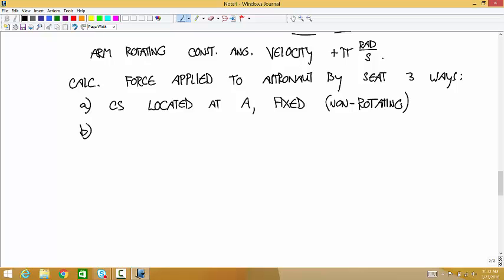The second one is a coordinate system located at A, so that origin is the same, but rotating with the arm. Okay, so what does that coordinate system see? It just sees a guy sitting there the whole time, just tracking him.